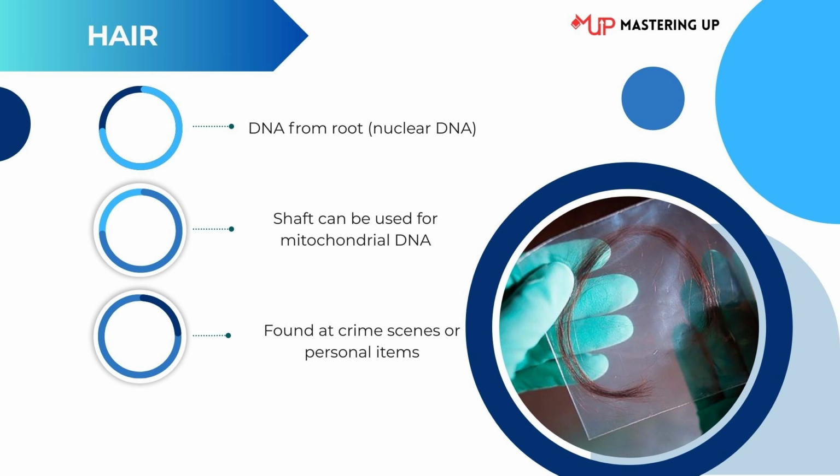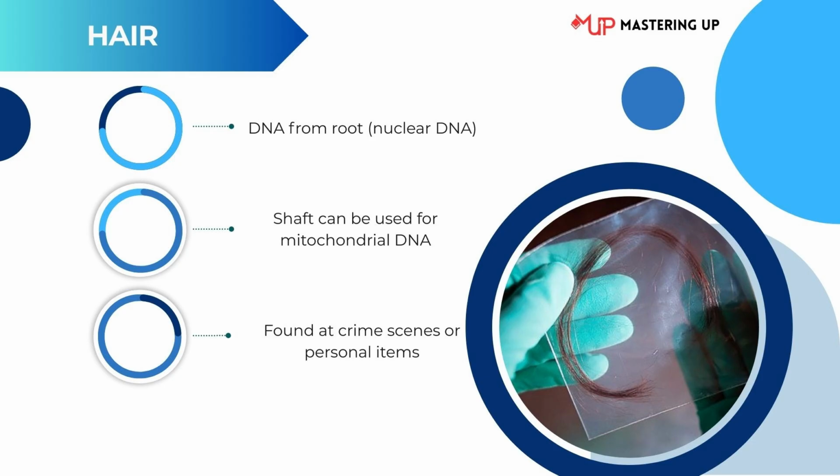Hair as a source of biological evidence. Hair can provide valuable DNA, especially if it includes the root, which contains nuclear DNA, the type most commonly used for individual identification. However, even if the root is missing, the hair shaft still contains mitochondrial DNA, which can help narrow down identity, especially in older or degraded samples.